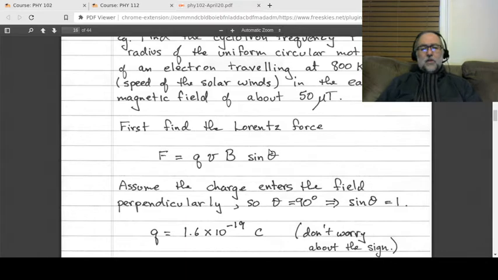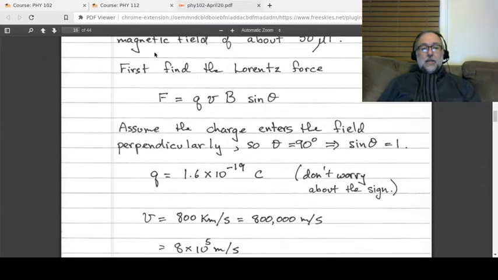But let's assume for this particular problem that the electron is hitting the B field at 90 degrees. So the electron enters perpendicularly, and that means that theta is going to equal 90 degrees, and sine of 90 degrees is 1. So that makes life easier. The sine theta here, we don't have to worry about. That's just going to equal 1.